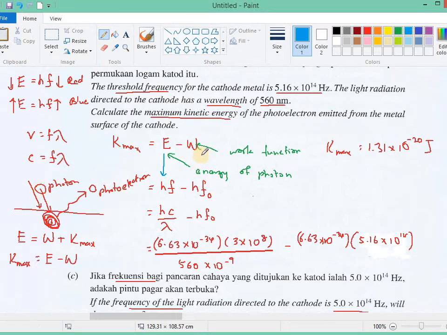So to calculate work function, we take the threshold frequency times the Planck constant, to calculate the minimum energy needed for photoelectric effect to happen for a certain metal. Different metals have different work functions, and different metals will have their own threshold frequency. I hope that this can answer your question.